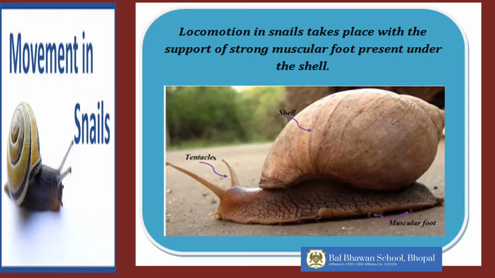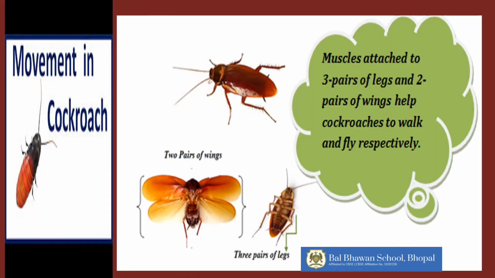I hope you all must have seen a snail. If you look at it, a snail has a shell, that is the bony covering, and the tentacles, and then it has a muscular foot. And in case of snail, the movement takes place with the help of the muscular foot, which is present under the shell. Now let us see how movement takes place in cockroach.